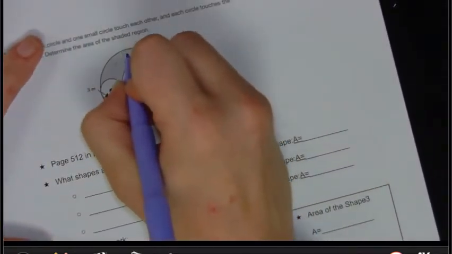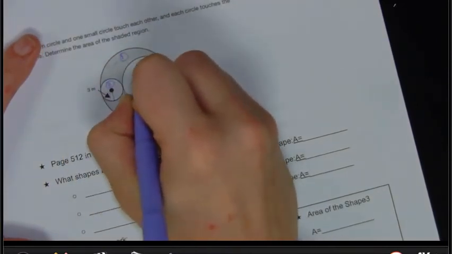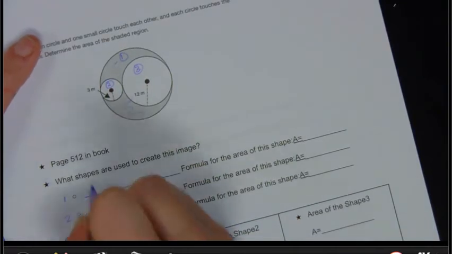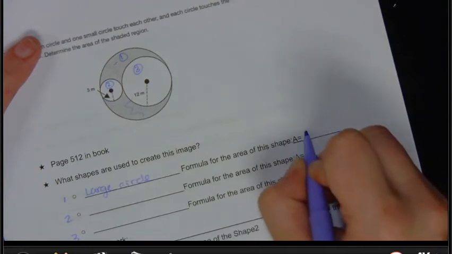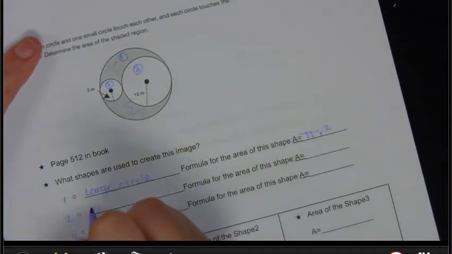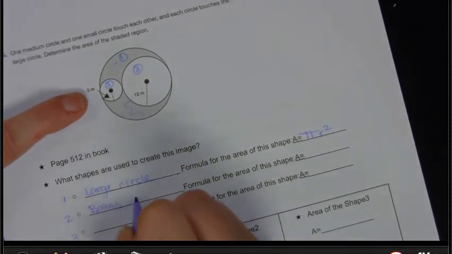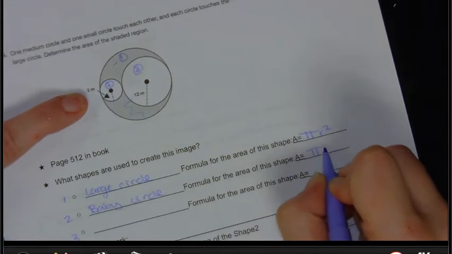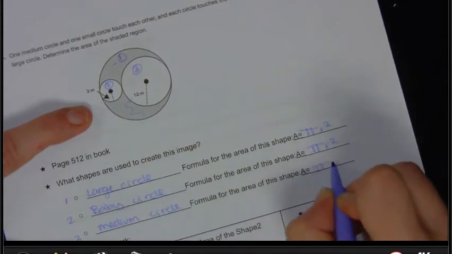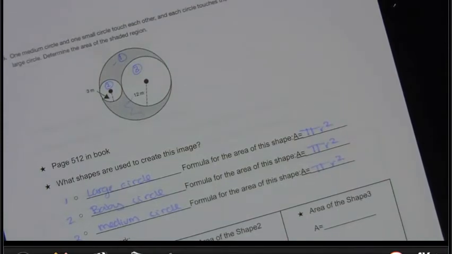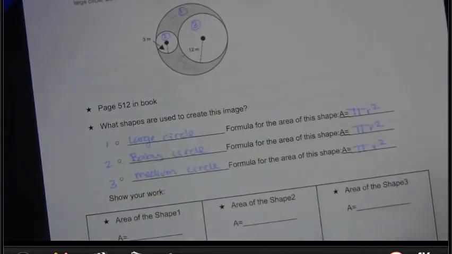Okay. So what shapes are used to create this image? Well, I'm going to label them. I'm going to say 1, 2, 3. So I'm going to have a large circle, and his formula is going to be pi r squared. Second one is baby circle. His formula is also pi r squared. And 3 is medium circle. And his formula is pi r squared as well. Okay. So we've got to find the area of all of these pieces of circles.